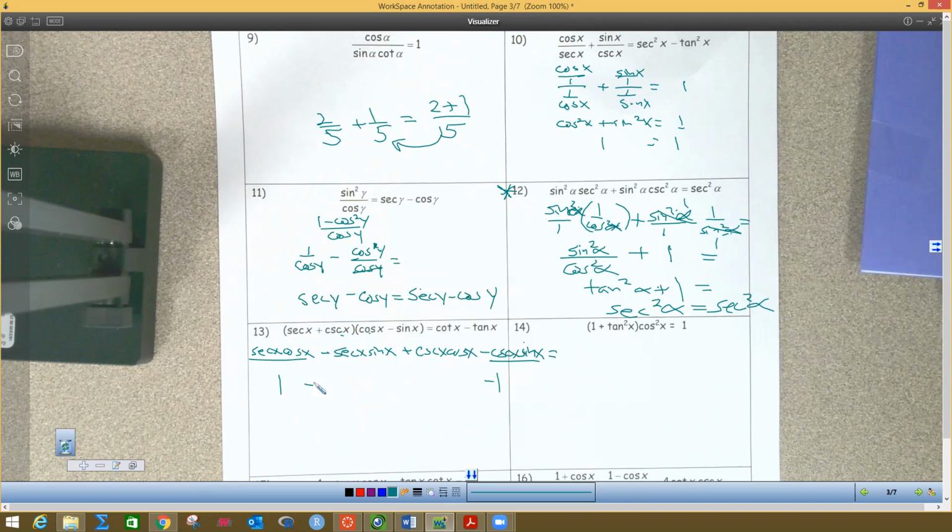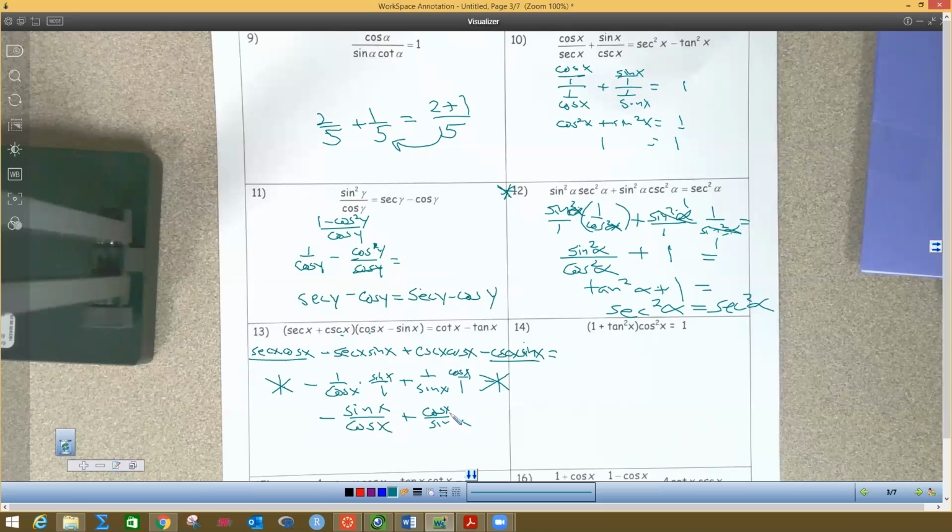And then in these two, I'm going to change these all to sine and cosine. So secant is 1 over cosine x, so I'm going to leave sine alone. And then here, this cosecant is 1 over sine x. I'm going to leave this cosine alone. So I hope you know 1 minus 1, these two cancel each other out. So these two together give me cosine x over sine x. And these two together give me a negative sine x over cosine x.